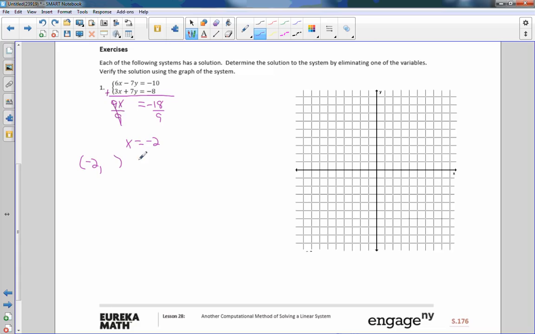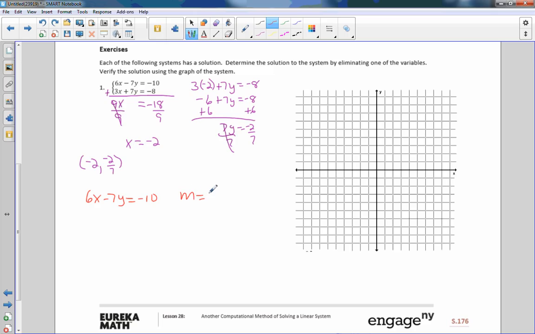Now what it's saying is graph both of these and verify their solutions. So remember that if I have 6x minus 7y equals negative 10, my m is negative a over b, and my y-intercept equals c over b. So negative a is negative 6 over b, which is negative 7. So my slope, or my negative a over b, is 6 over 7. Okay, and my y-intercept is c, negative 10, over b, which is negative 7, or 10 over 7, so negative divided by negative is positive.